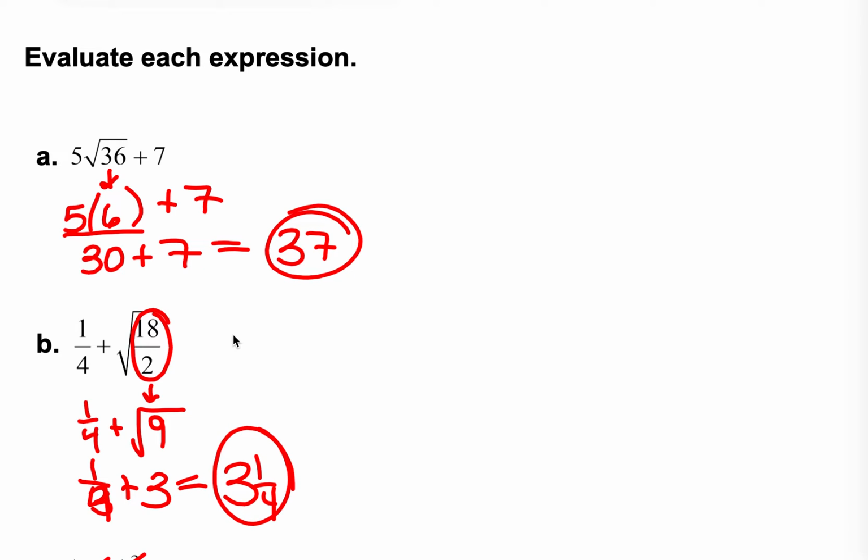All right, let's take a look at B. 1/4 plus the square root of 18 halves. So again, I said that this acts like parentheses. So 18 and 2, neither of those are perfect squares.